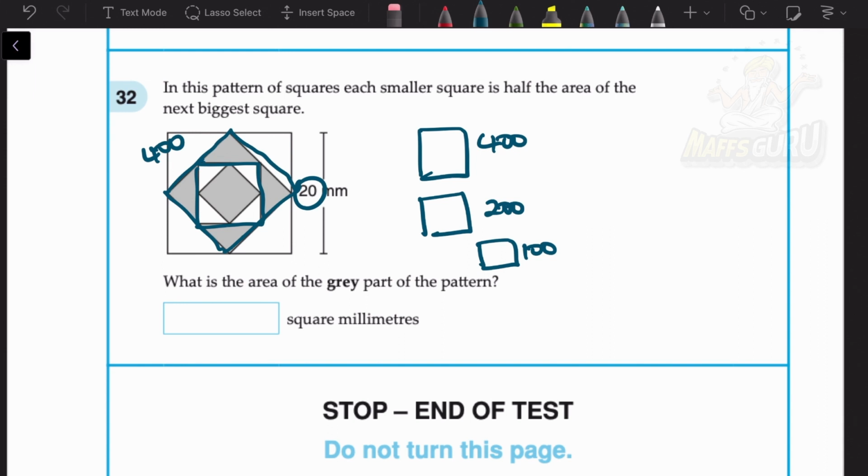Now, that can tell me the area of this section here, okay? The area of that section there is going to be the 200 minus the 100, which is going to give me 100. Right? So what's the area of this one here going to be? Well, we should know that it's going to be half of that 100, which is going to be 50. I'm going to add that on, and it's going to give me 150 square millimeters. 400, 200, 150, and there we go. That's the answers to the calculator question.